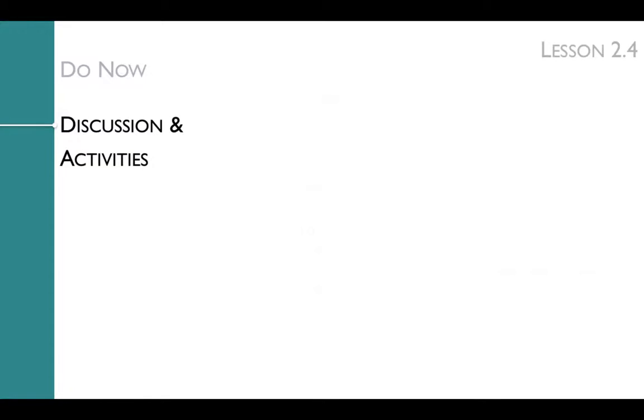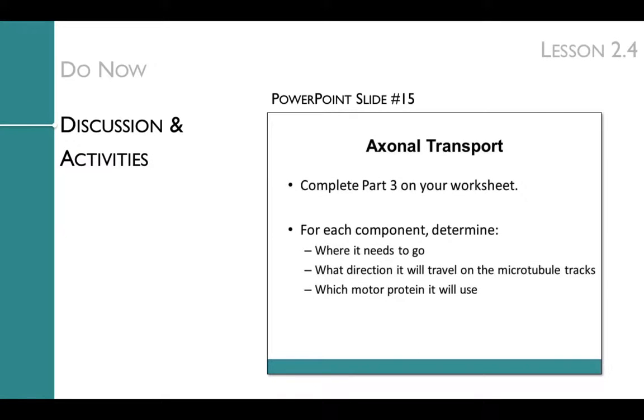After discussing the motor proteins, you'll have students complete part 3 of their worksheets, which has them apply their knowledge of how components get to the different neuronal compartments to determine the transport mechanism of 5 different components. You'll review this exercise in the wrap-up.